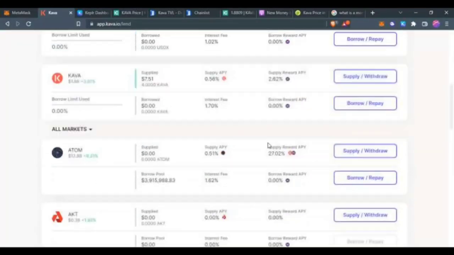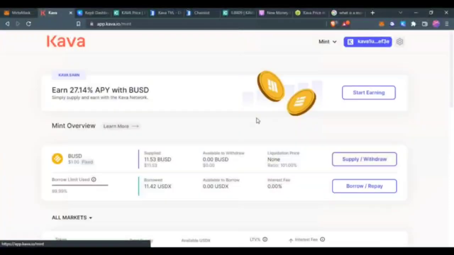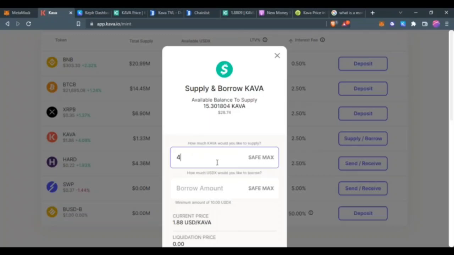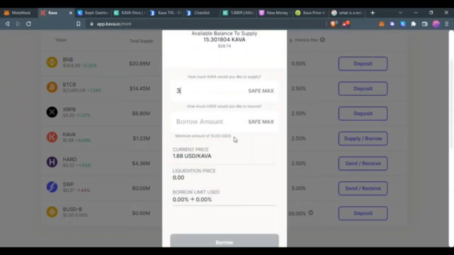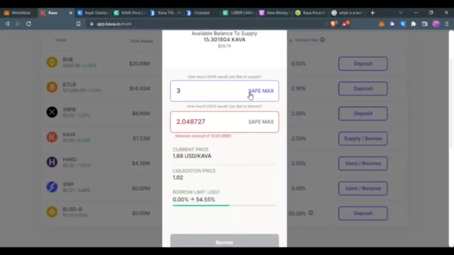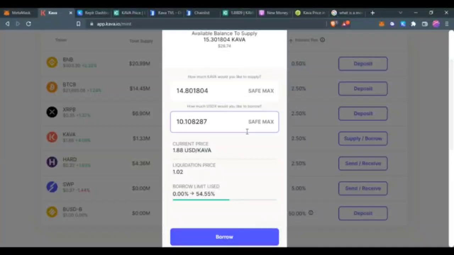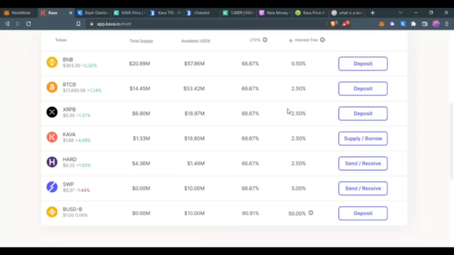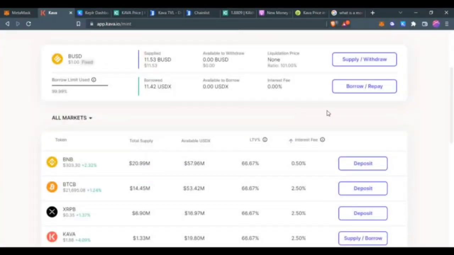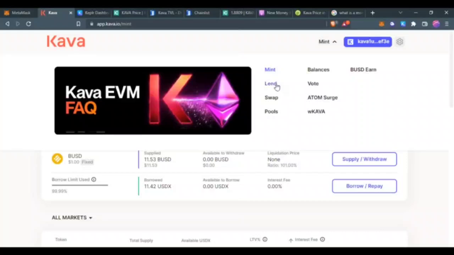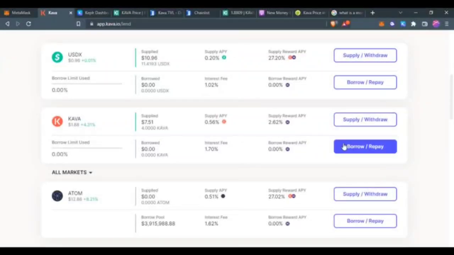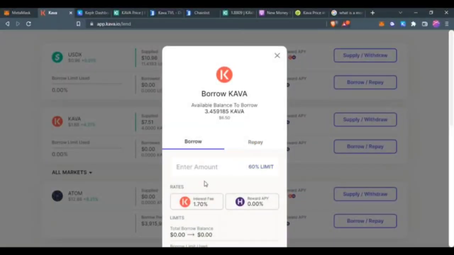So we've got that set up. Let's actually go to mint and let's mint some USDX as well. Let's say we want to put 4 in here. And let's say we want to borrow, minimum amount is 10. So we'd have to put the whole 14 in here. Actually, no. You know what we could actually do? And this is why I like being able to access capital based off of what you've already deposited. So let's go to borrow. Let's see.